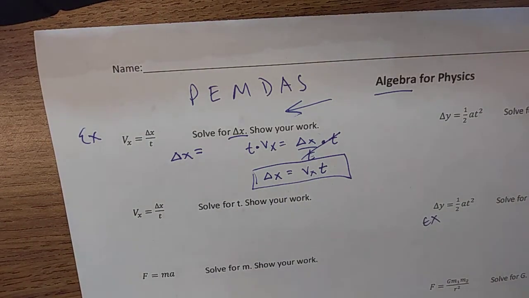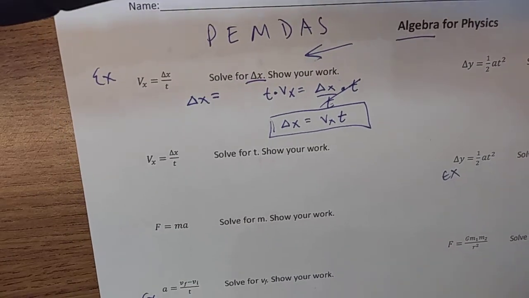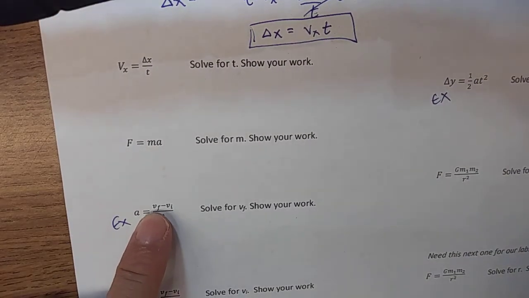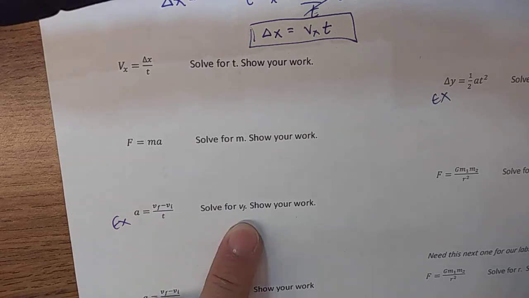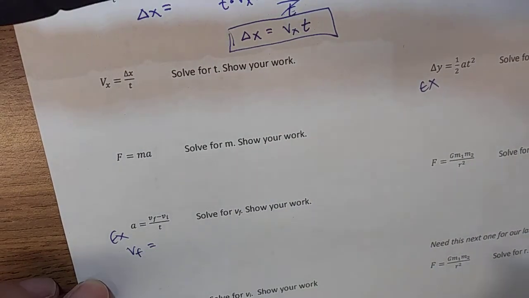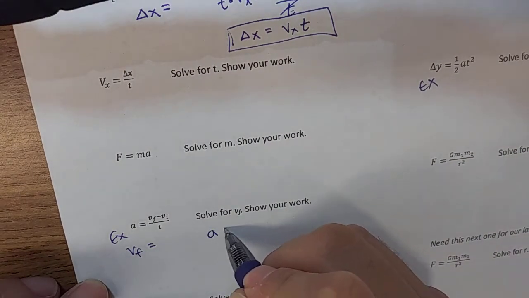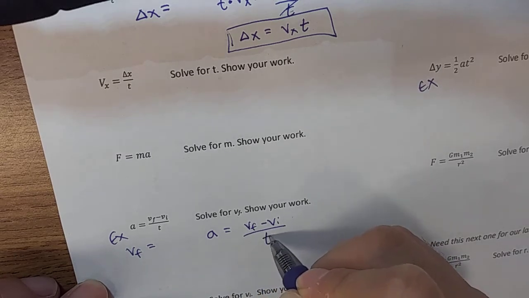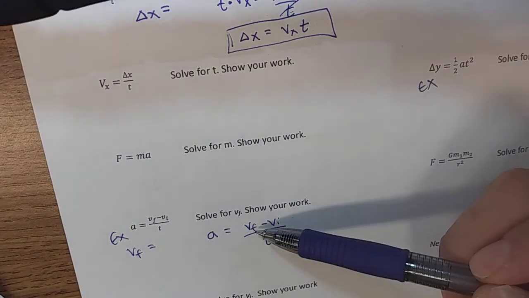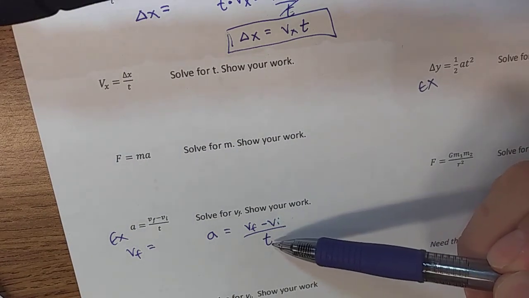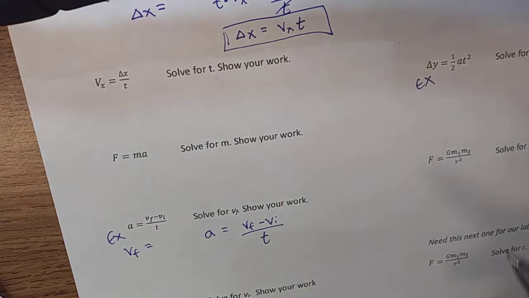All right. So let's do this one down here. Acceleration equals velocity final minus velocity initial over time, and we're going to solve for VF. So we want VF equals, right? So we're going to start off this way, VF minus VI over T. So I want to get VF by itself. Well, the first thing that's happening is it's being divided by T. So I have to move the T to the other side first.